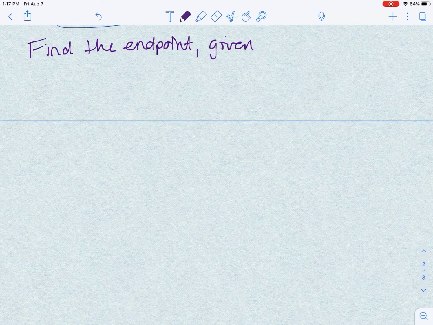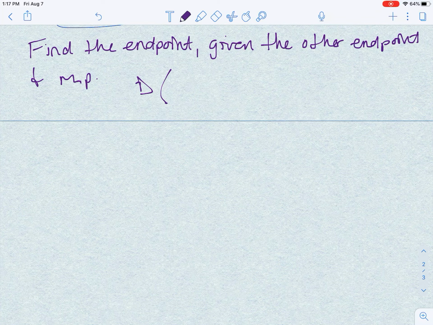Given the other endpoint and midpoint. Okay, so for this one, I'm going to tell you that D is (5, 2) and M is (7, 6). Remember, M is your midpoint for this example as well. Go ahead and pause the video and try that one on your own.